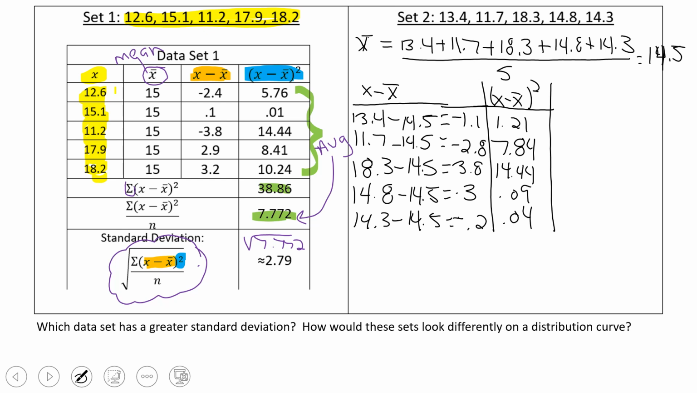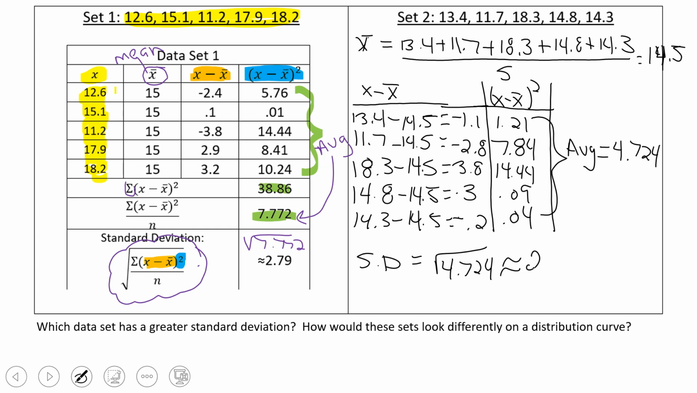Okay, now that I have those, what I'm essentially doing is taking their average. So add all those together and divide by 5, and we see that I have a 4.724. Then to calculate the standard deviation, that's going to be the square root of that 4.724. Rounding to the hundredths place is fine. That's approximately 2.17.